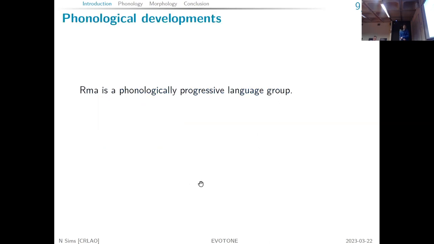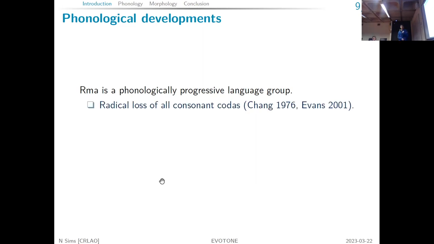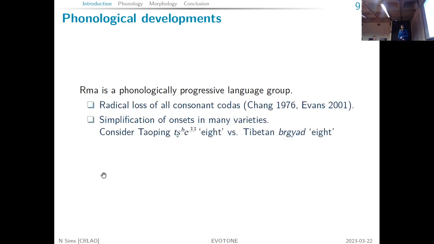But the problem is that Rma is a phonologically progressive subgroup. So we lose all the consonant codas, and we lose many of the complex onsets. Just to give an example, here's the Tibetan word for eight, which is brgyad, versus Taoping or Ma Che. So it's a real reduction there.